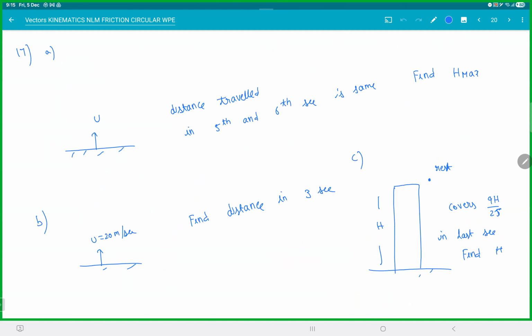Let's get these three. A particle is projected with speed u vertically, the distance traveled in the fifth and the sixth second is the same. Then find h max. A particle is projected with 20 meters per second, find the distance in 3 seconds. A particle is dropped from a building of height h, it covers 9h by 25 in the last second, find the height of the building. All standard questions.